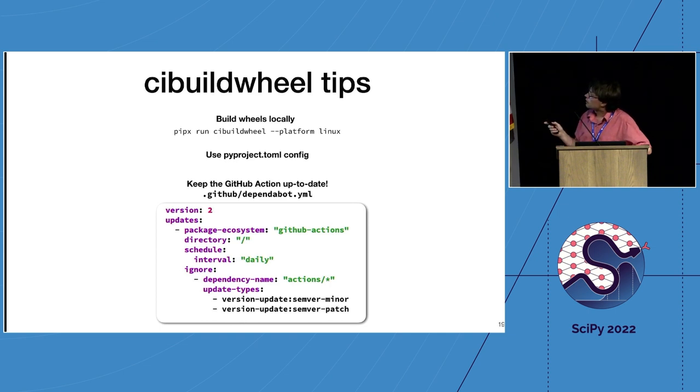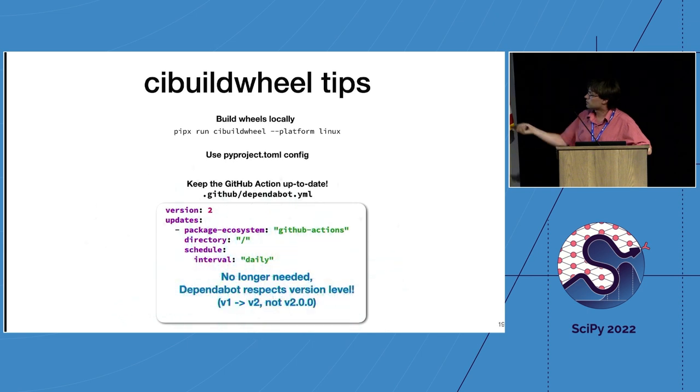Also, I highly recommend using Dependabot. As you noticed before, I put the exact tagged version of cibuildwheel, and then you can use a GitHub action. Now, this is what I used to recommend. I actually don't recommend putting this anymore because you don't need to. Dependabot actually will, if you put a v1, so check out v1 or something, try to upgrade it to v2 rather than sticking a fully tagged version and then spamming you with updates on something you don't care about. So now you can just write this, and that can be your Dependabot. This is a great way to keep up your actions, especially cibuildwheel.